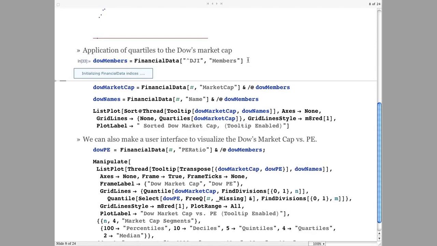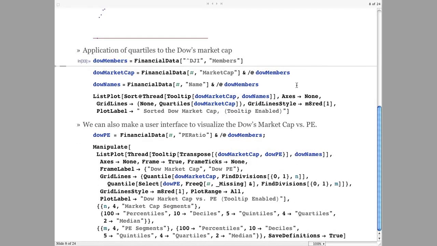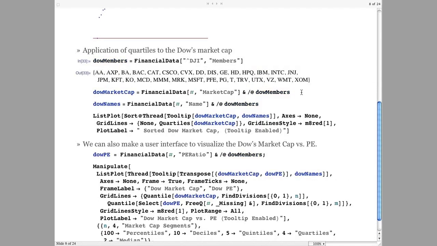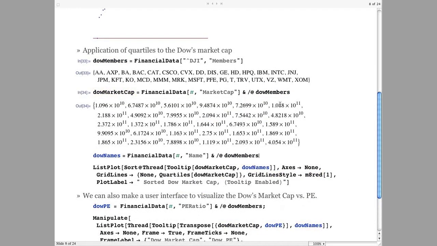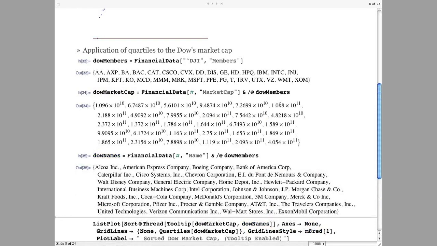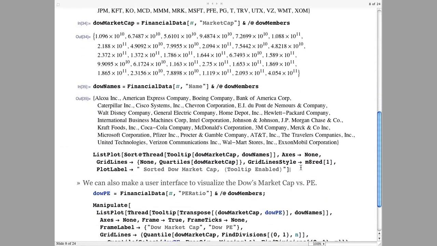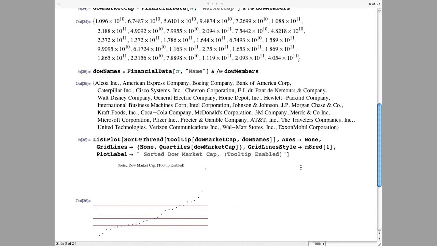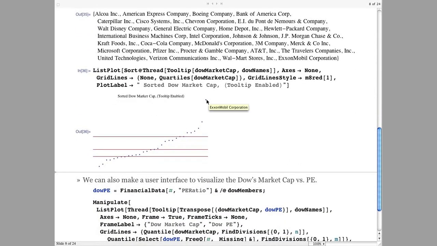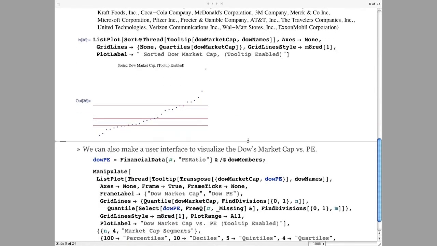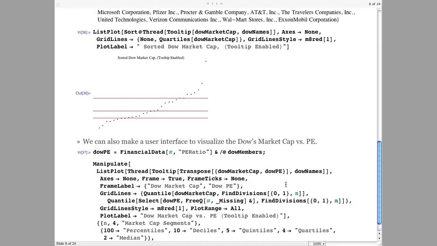Here we ask for the members of the Dow Jones, the market capitalization, the names of each corporation, and we can ListPlot them with tooltips. Here we ask for the PE ratio. Here we can use a Manipulate command to create the user interface.